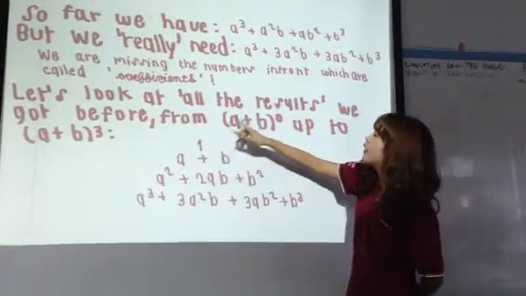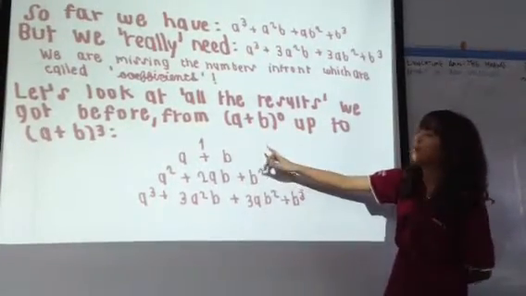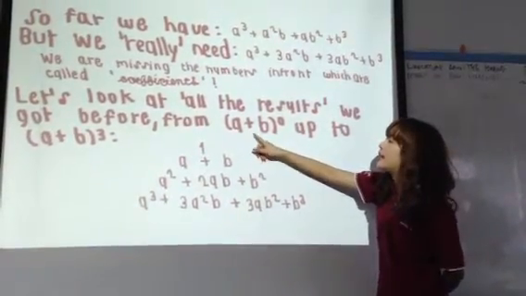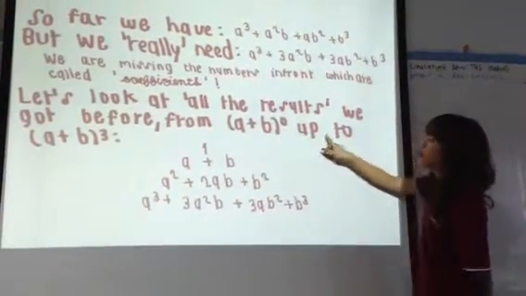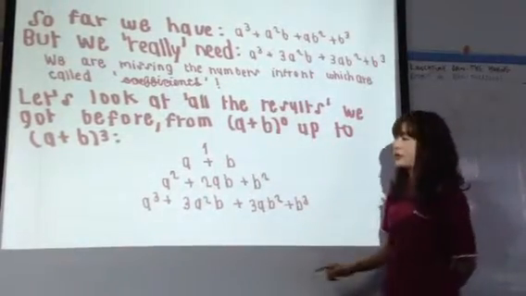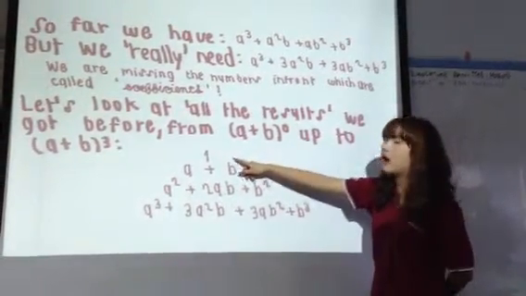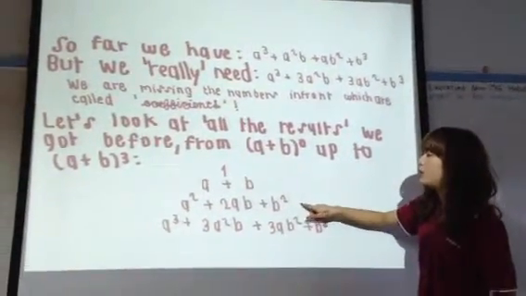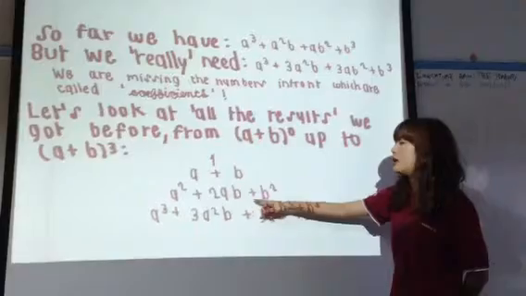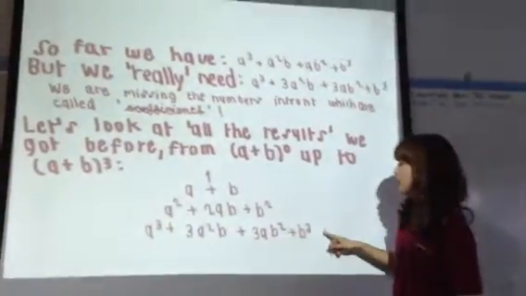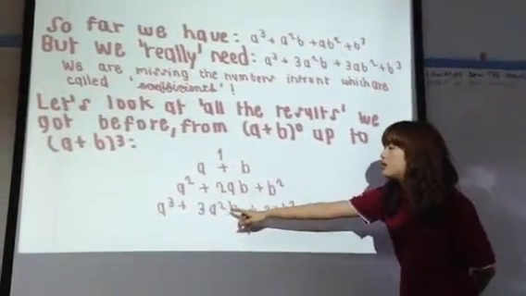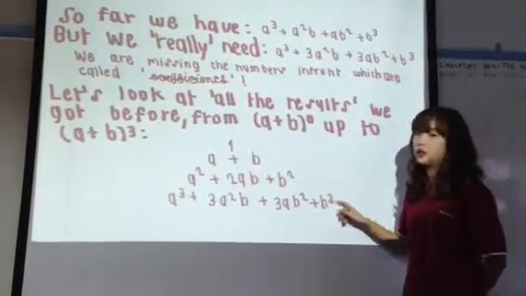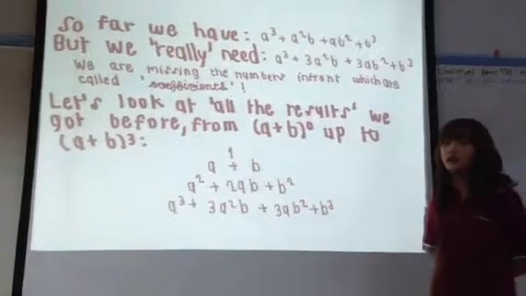So let's look at all the results we got before, from the previous slide, a plus b to the power of 0 up to a plus b to the power of 3. So for 0 we got 1, right? And for 1 we got a plus b. For 2 we got a squared plus 2ab plus b squared. And then for 3 we got a cubed plus 3a squared b plus 3ab squared plus b cubed.